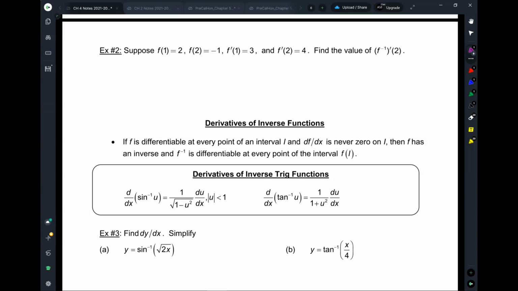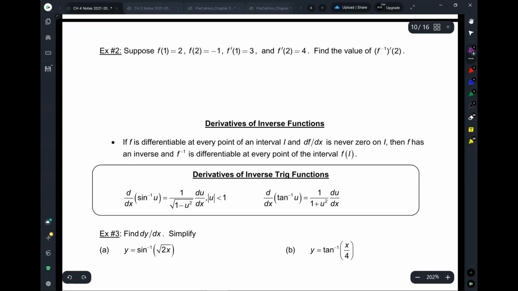Okay? So let's pair these up. F of 1 is 2. The derivative, the slope at that point, is 3. F of 2 is 1. The slope at that point is 4. We want the derivative of the inverse at 2.